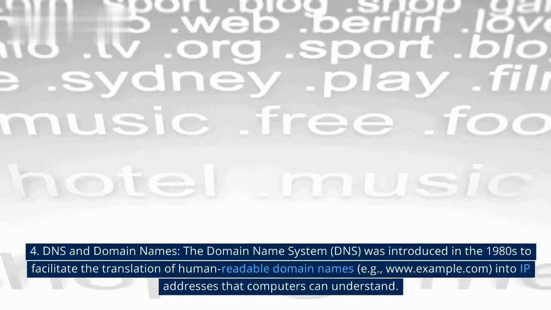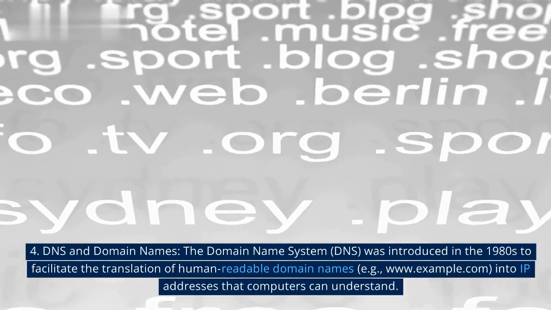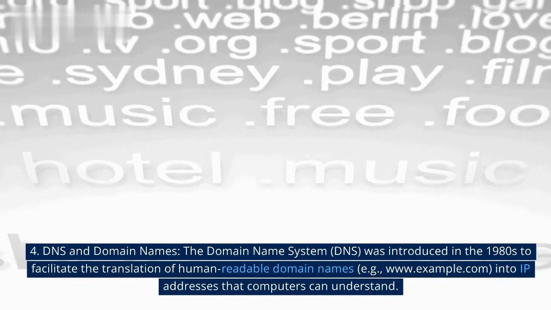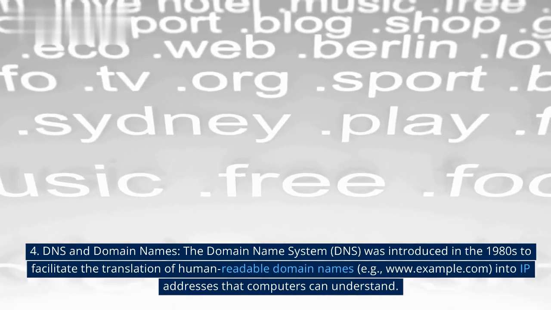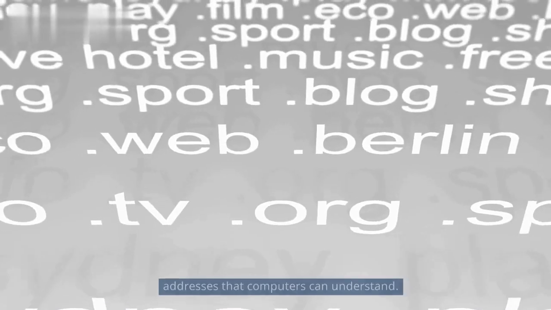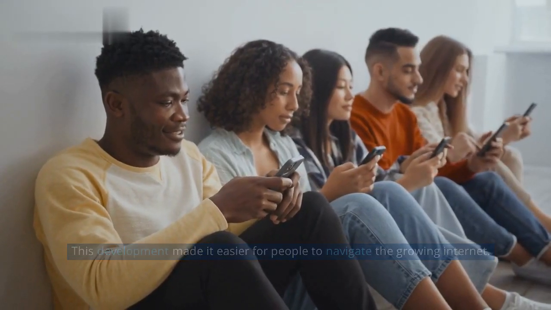4. DNS and domain names. The Domain Name System, DNS, was introduced in the 1980s to facilitate the translation of human-readable domain names, e.g., www.example.com, into IP addresses that computers can understand. This development made it easier for people to navigate the growing Internet.